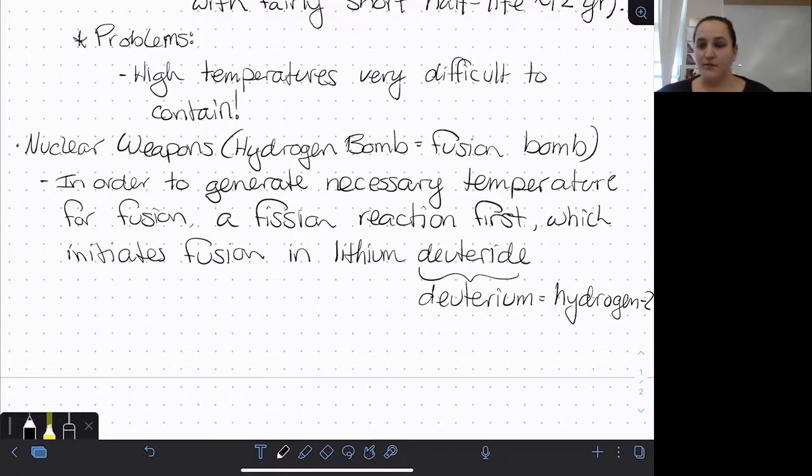So both lithium and deuterium are really small nuclei, so they are both able to undergo fusion pretty readily. So we set off the fission part first, and that gets really, really hot with all of the energy that it releases, and it gets hot enough that it initiates the fusion of the lithium deuteride, which generates even more energy. So these types of weapons have the potential to give off massive amounts of energy because you're doing both of these types of nuclear reactions at once.